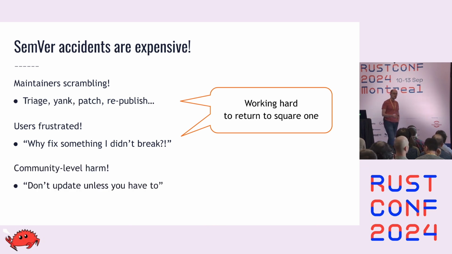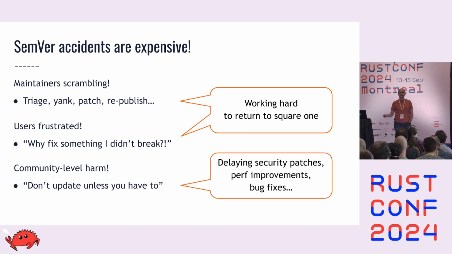We also have community-level harm downstream of these effects, because what we're teaching users when cargo update is something that is scary is that they shouldn't update. And when users decide to not update, what that means for us as a community is that we're all putting up with much worse software than we could have been. We're all delaying security patches, bug fixes, performance improvements, and so on. Our software is worse off.